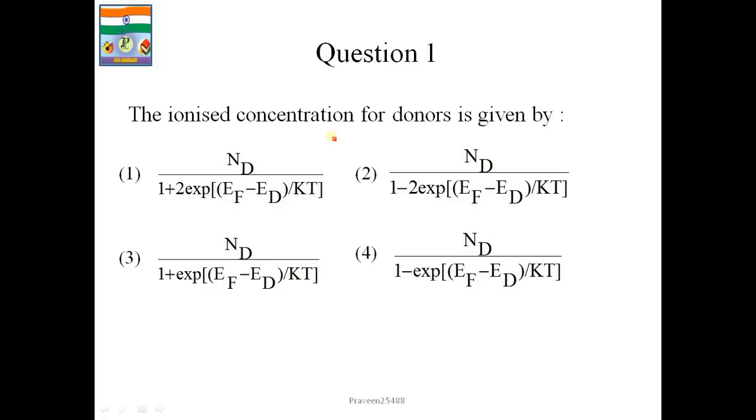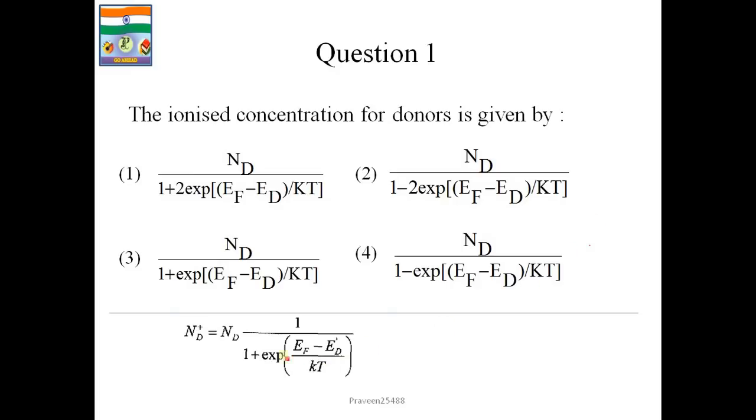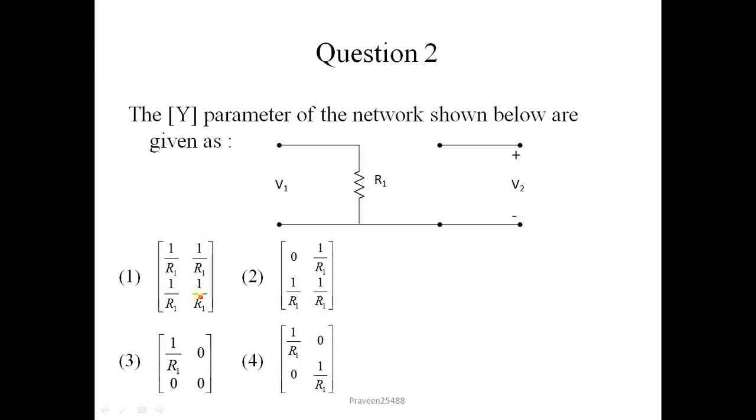The ionized concentration for donors is given by. So, to calculate the ionized concentration for donors, here is the formula, which is Nd upon 1 plus exponential of EF minus Ed upon Kt. So here is the correct option, which is 3. Now next question is question number 2.